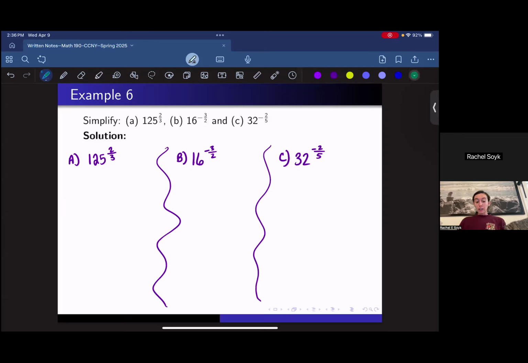Let's first look at that denominator, aka our index. We're going to convert this to roots because it'll be easier. We know what the cube root of 125 is. That's just 5. And then 5 squared is 25. So that's our simplified result.